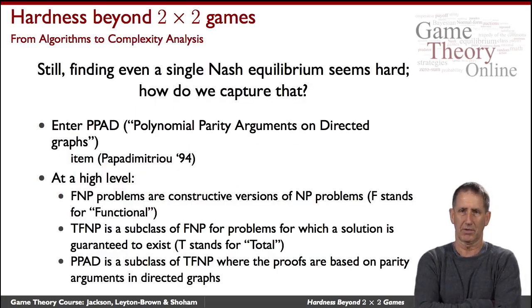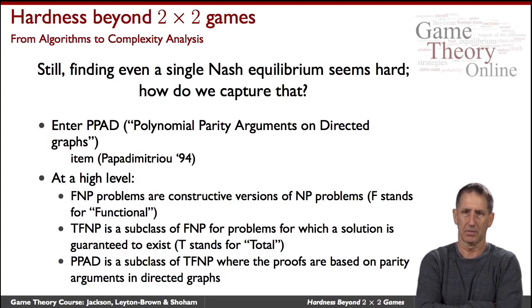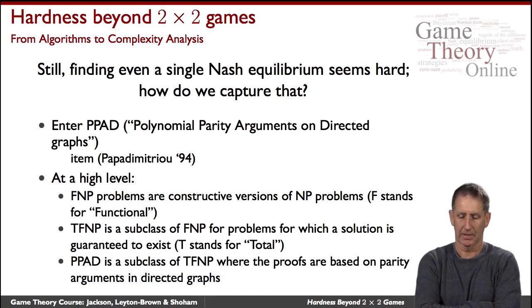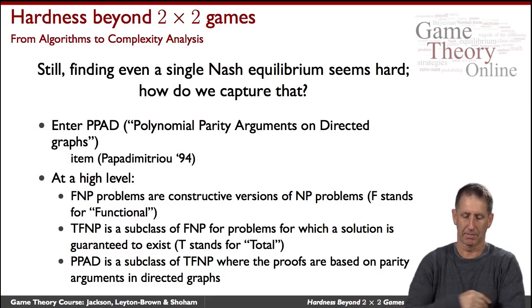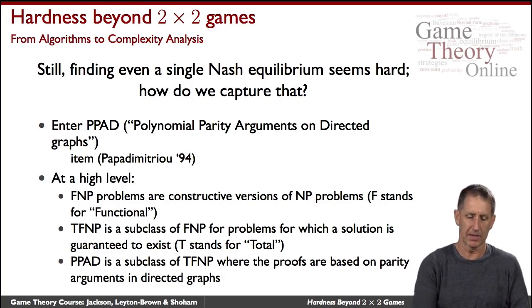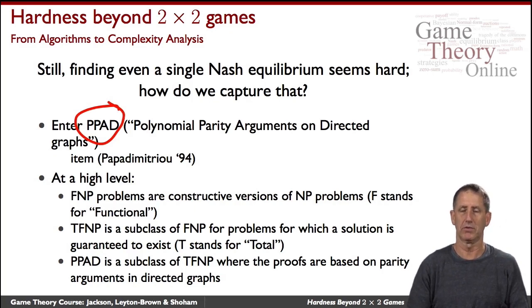So we've seen the algorithms. People have tried very hard to find algorithms computing a sample Nash equilibrium, and it does seem hard. The question is, can we somehow capture that formally within the complexity hierarchy? And for that, we need to introduce some new concepts. The essential concept is that of the new class of problems called PPAD, for polynomial parity arguments on directed graphs, introduced by Christos Papadimitriou in 1994.